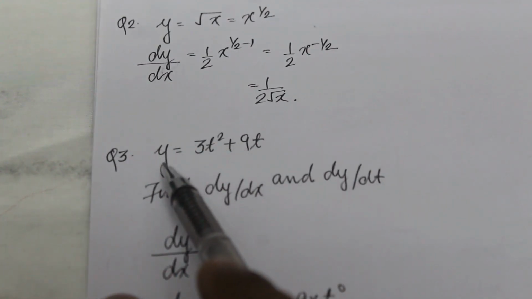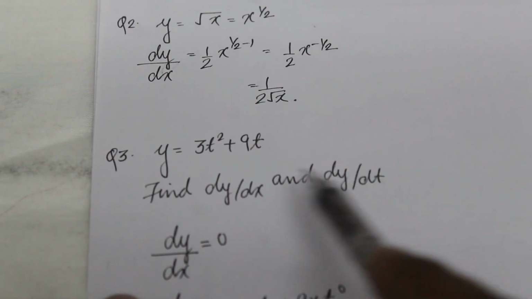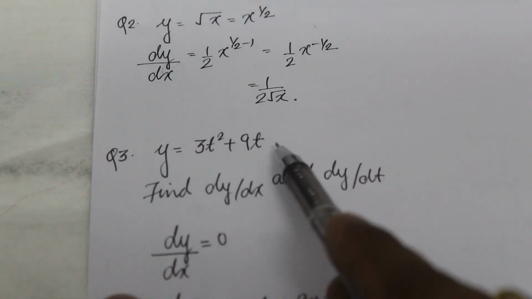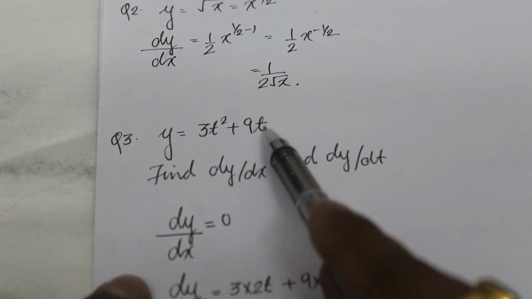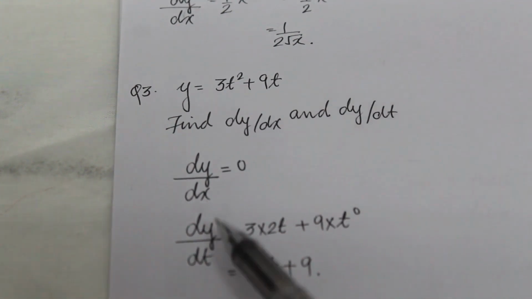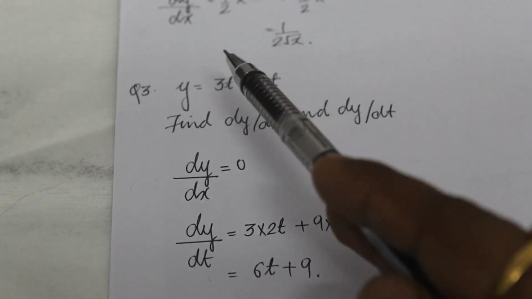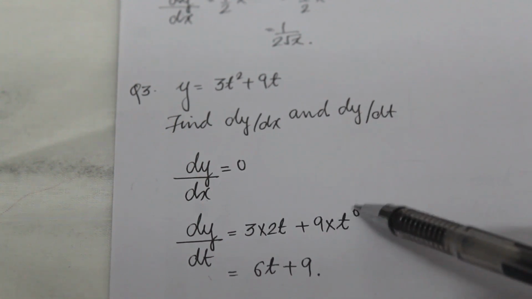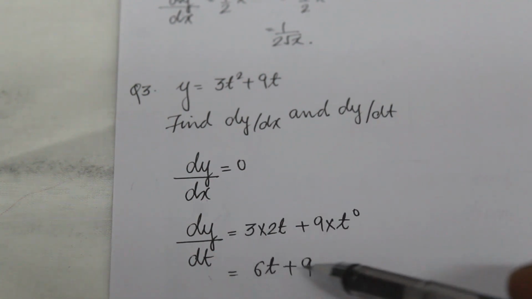Moving on, y is equal to 3t square plus 9t. You need to find dy by dx as well as dy by dt. Now dy by dx has to be 0 because there is no x over here, and these quantities will behave as constants. So change in y with respect to change in x has to be 0 because there is no x in this equation. But change in y with respect to change in t is possible. How would you find it? 3t square, you can write 3 into 2t. For 9t, 9 is constant, t to the power 1, so 1 into t to the power 1 minus 1, that is t to the power 0. Any quantity to the power 0 is 1, so you will get 6t plus 9.